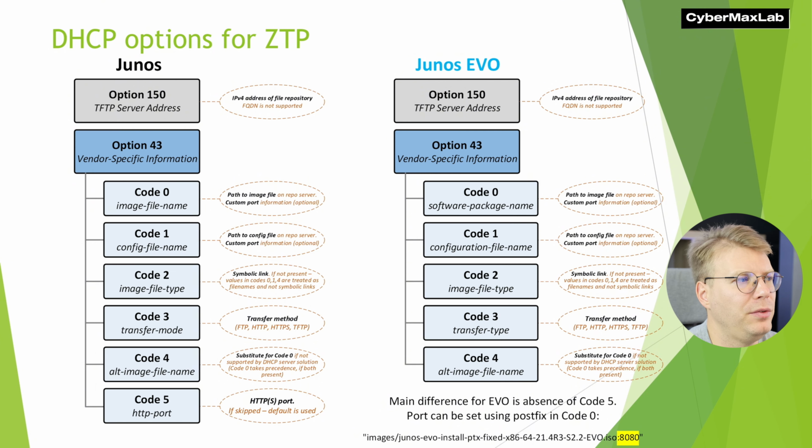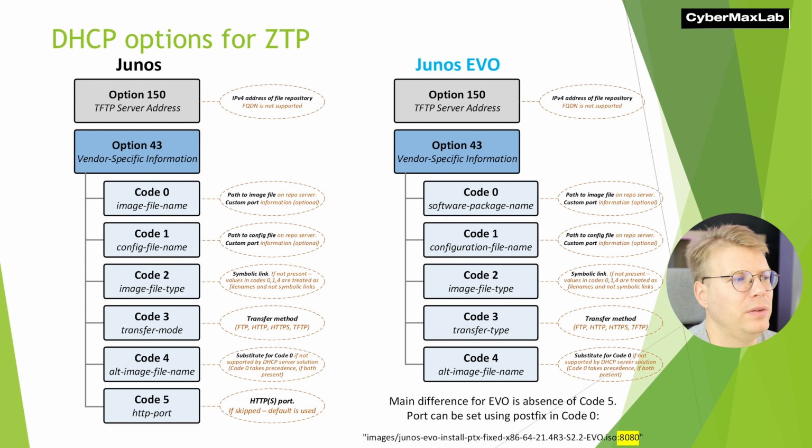You see option 150, which is the standard DHCP option called TFTP server address. You need to provide the IPv4 address of the file repository. FQDN is not supported here. Then option 43, vendor-specific information. Inside, you encode, using different codes, a bunch of information. Code 0 is the image file name, so you provide a path on the repo server to your image file.